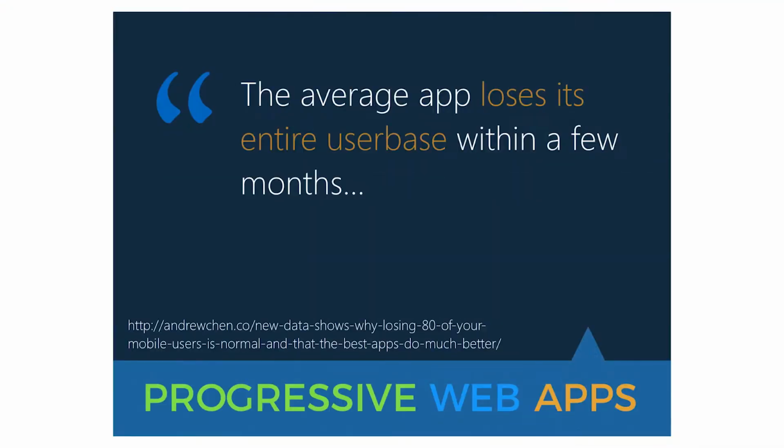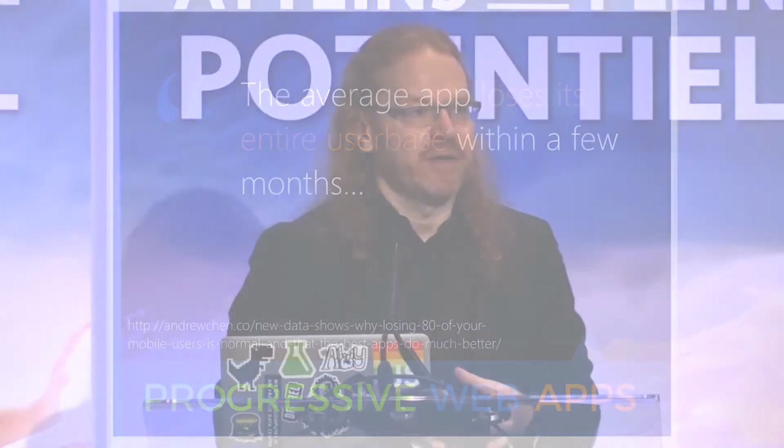Constant updates, changes in the interface, cool new stuff coming in. How hard is it in a native app to update it? Really hard, because you have to download the new version the whole time. Unless you have just an iframe in there and you load some web content, which is insecure and not really a good idea. So the average app loses the entire user base within a few months. So you got a few months to make as much money as possible, and then you have to go again and get the next one.